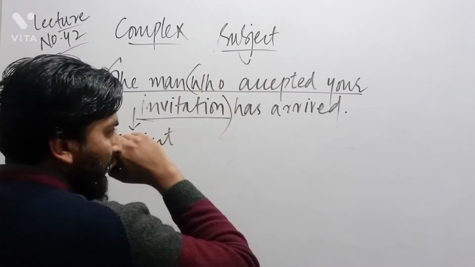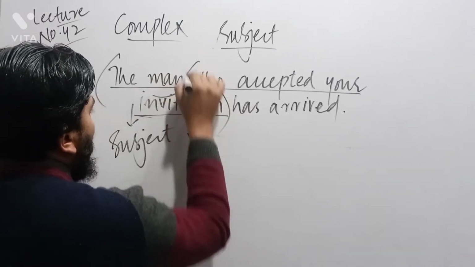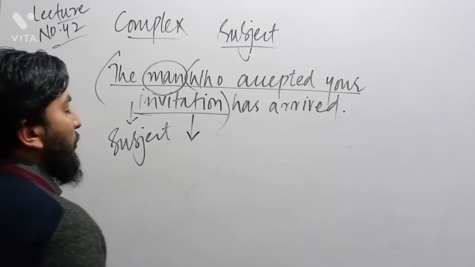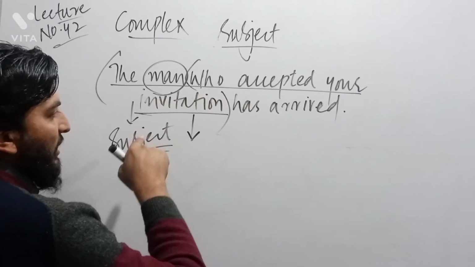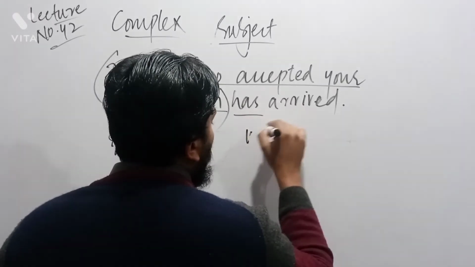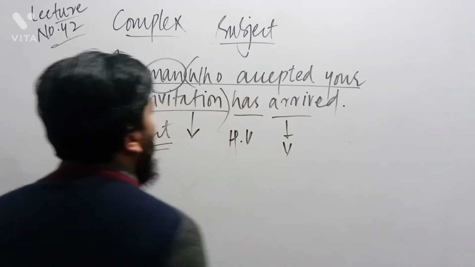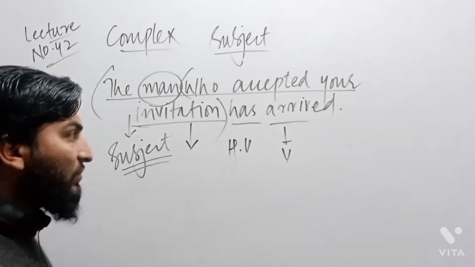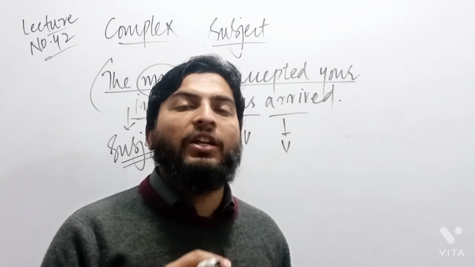This very clause is limited to the word man, but it works as post modifier. So we consider that subject is here, but the whole is called subject, and has is verb, and again it is also verb. So we understand that complex subject is that subject when we say that there are many sentences in which the subjects are a bit elongated.